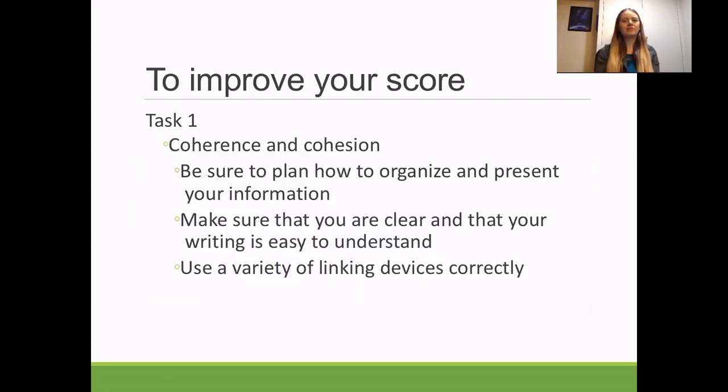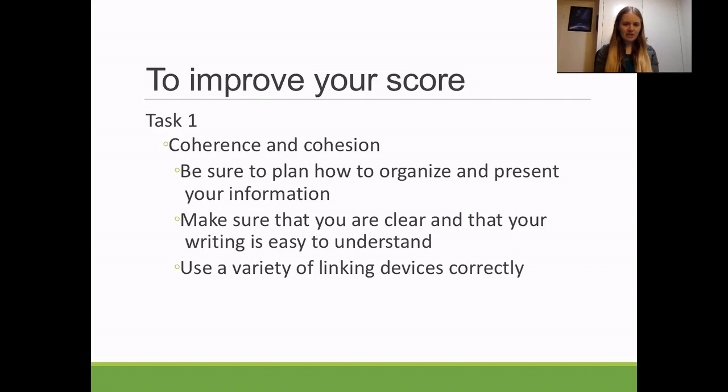So to improve your score in this section for coherence and cohesion, you need to be sure to plan how to organize and present your information. So the first thing you should be doing after you look at the chart and understand the chart would be to make a short plan of what information you want to present, and just make sure that you're doing it in a logical way so that you're not jumping all around. Take a moment to think, okay, I want to say this and compare these two things, and then this. Just plan out something that seems logical.